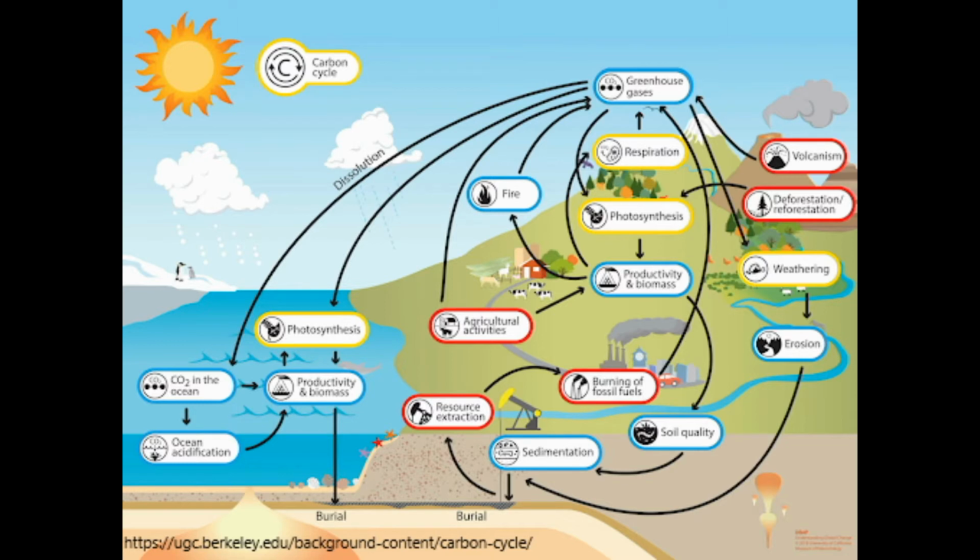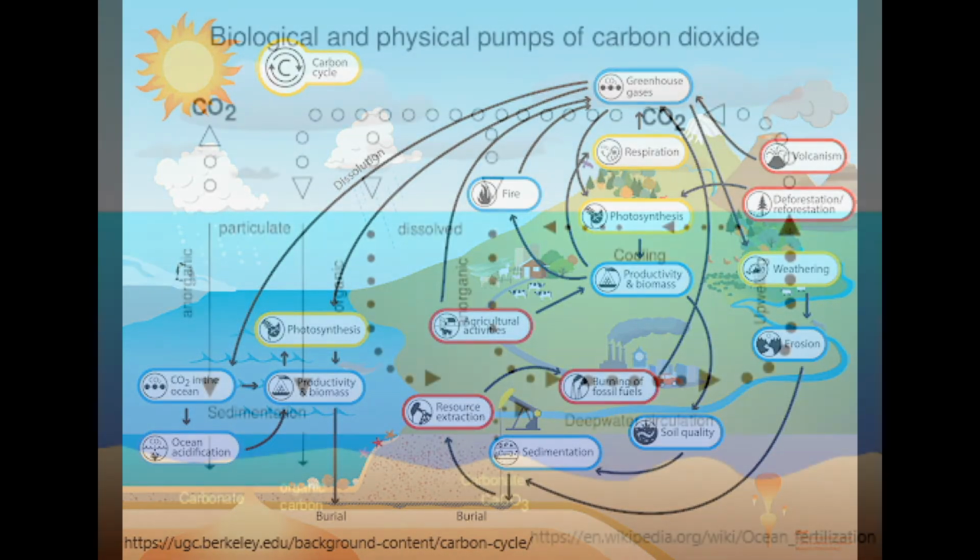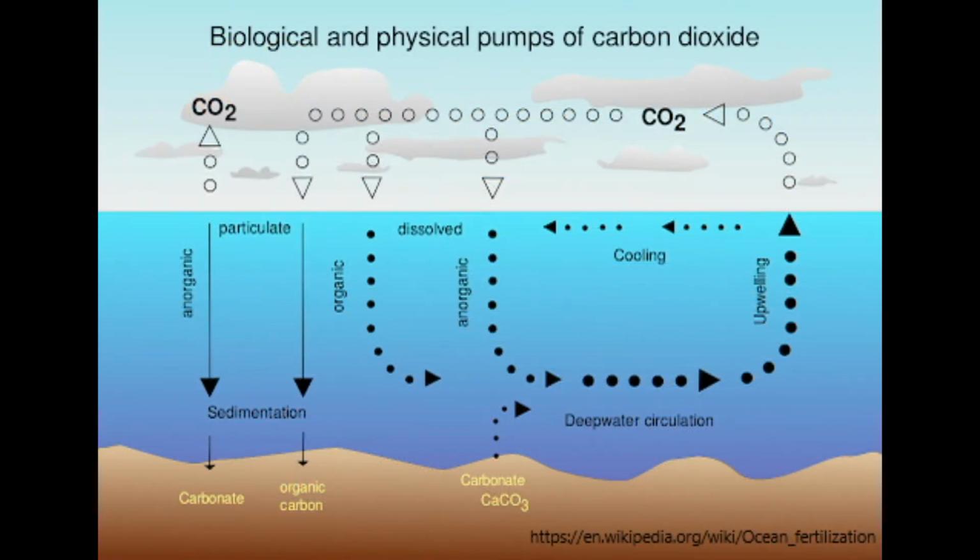Here's an infographic that shows how carbon cycles through the planet. It's very complicated, and human activities have become a much larger part of the cycle in recent centuries because of industrial activities. The ocean is a huge part of the carbon cycle. When we look at how carbon and carbon dioxide cycles through the ocean, we are looking at two pumps, the physical pump and the biological pump.